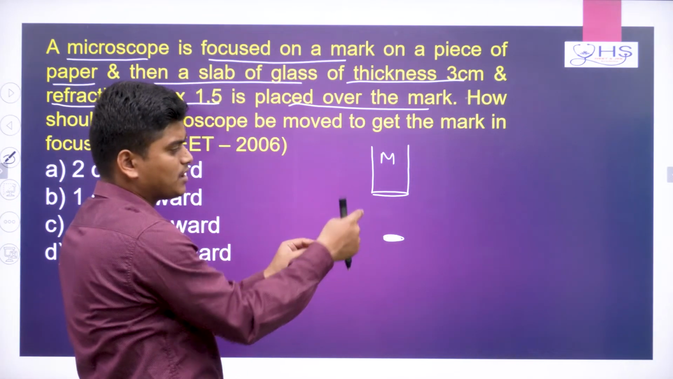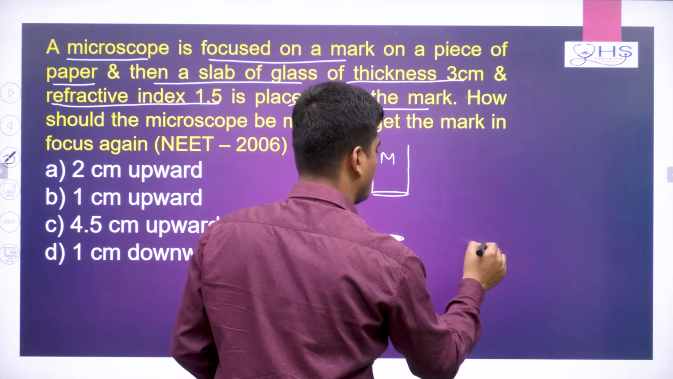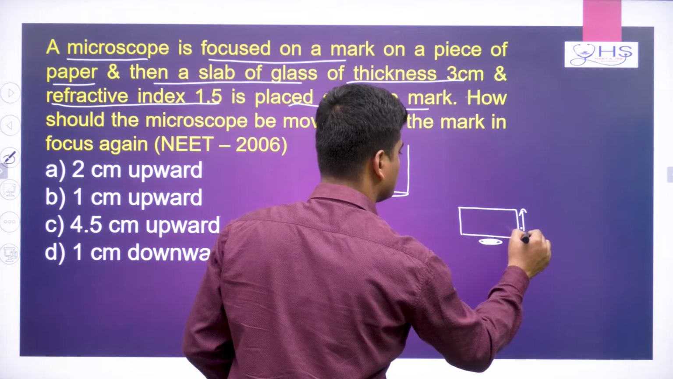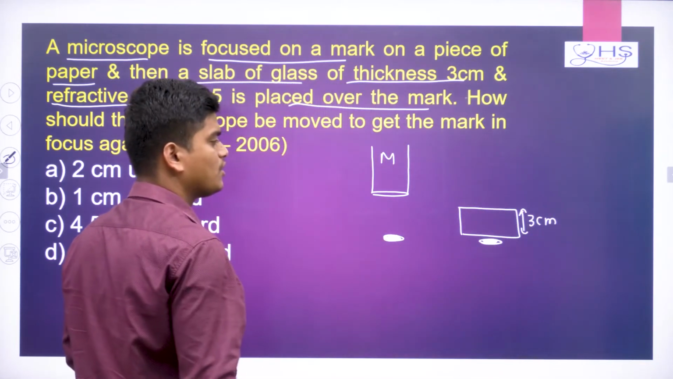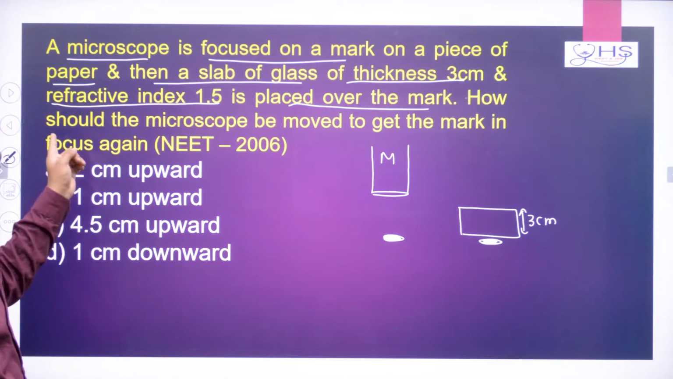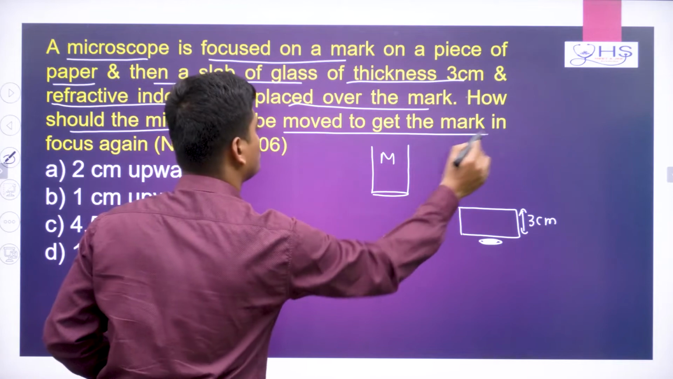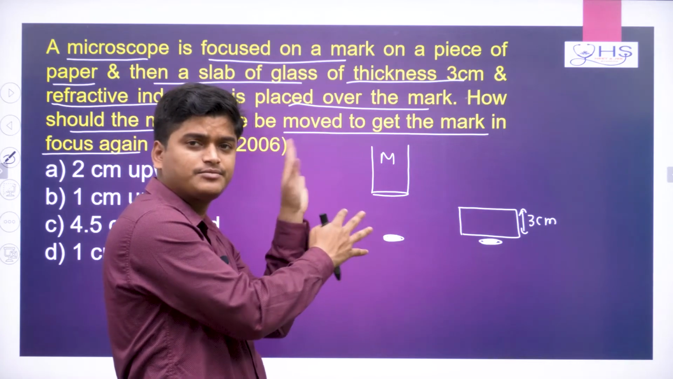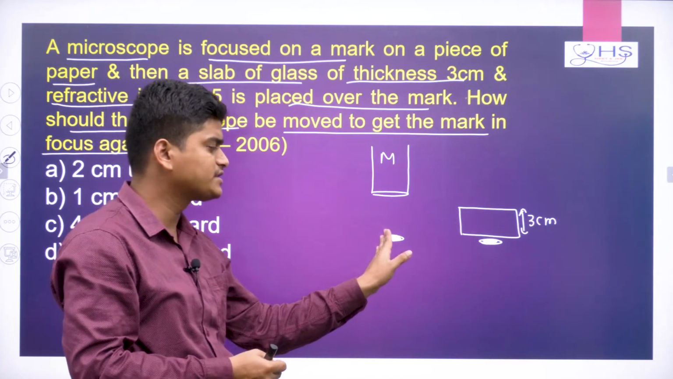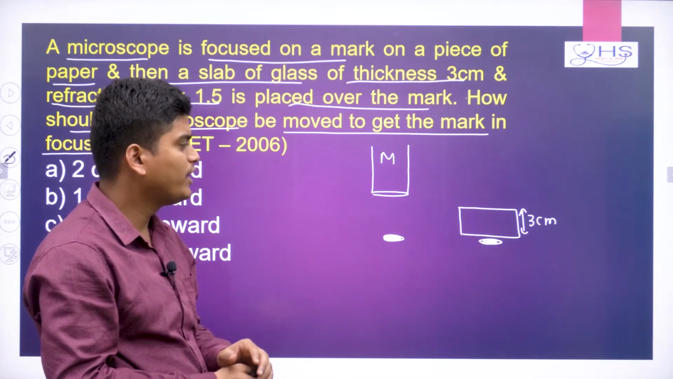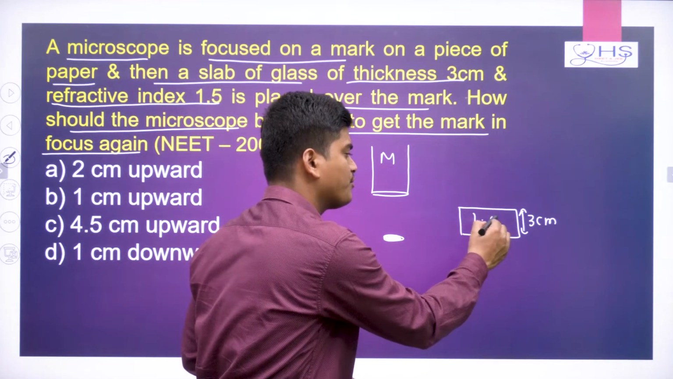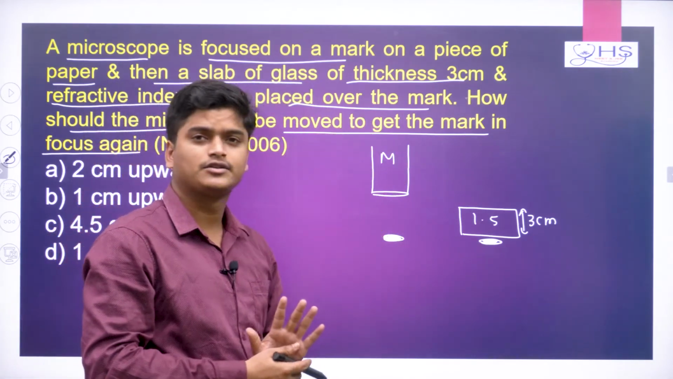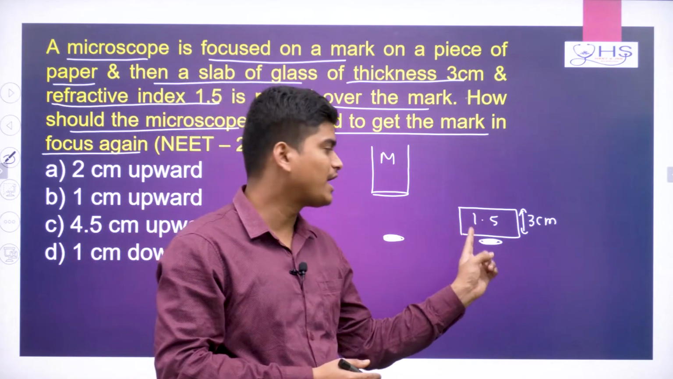Now in this space you are putting one glass slab. So here the spot is still there, but now you are putting a glass slab here. Thickness equal to 3 centimeter. Okay. Now if you put 3 centimeter there, then how should the microscope be moved to get the mark in focus again? This arrangement is already a focused, normal arrangement. You can perfectly see the spot, but whenever this glass slab of refractive index 1.5 is introduced, then definitely it will disturb your normal arrangement because of refraction only. So light will deviate a little.